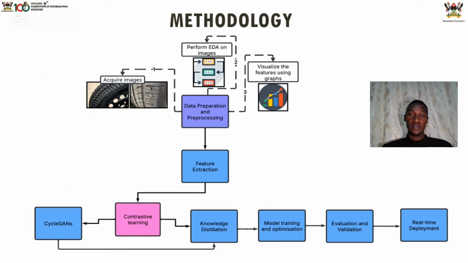Then to talk about our methodology, our methodology here shows the process of how we have been generating the models and also improving our data sets. For example, we acquired images, we processed them, then we were able to visualize features using graphs. Then we extracted some of the features and fed them into contrastive learning. And then contrastive learning was able to either feed GANs to generate new images, or use the distillation and then train the model, or just train the model after the contrastive learning, evaluate the model, and then deploy it.